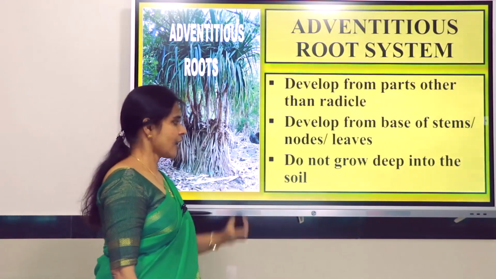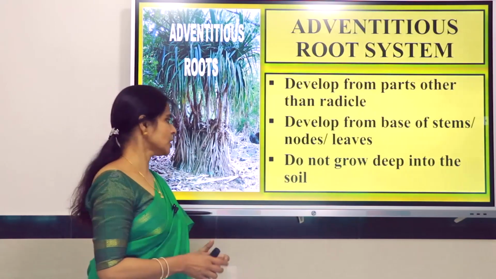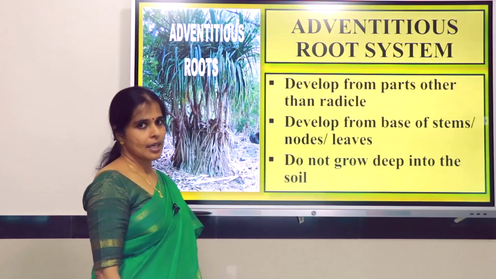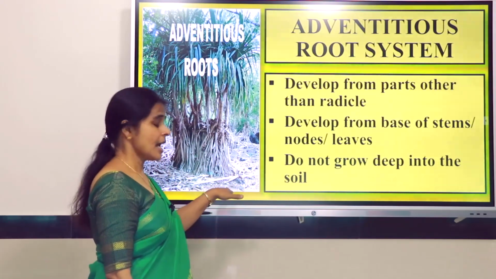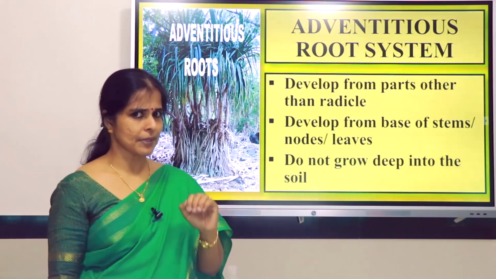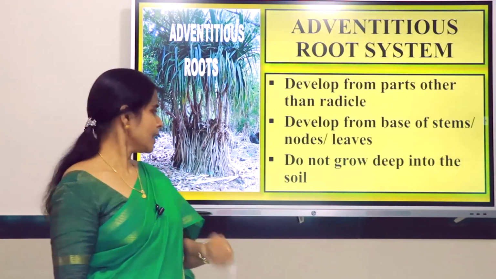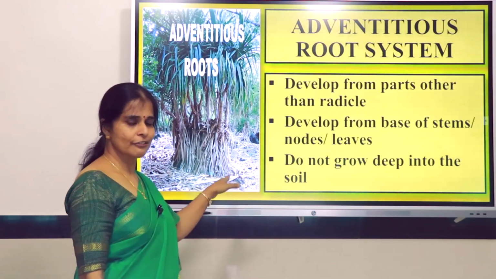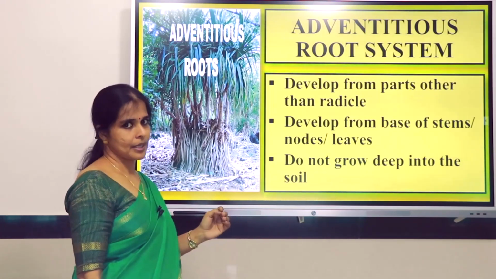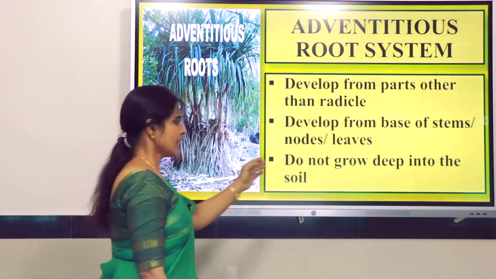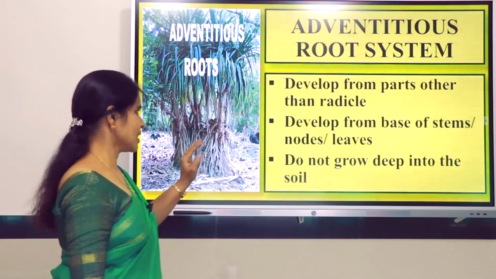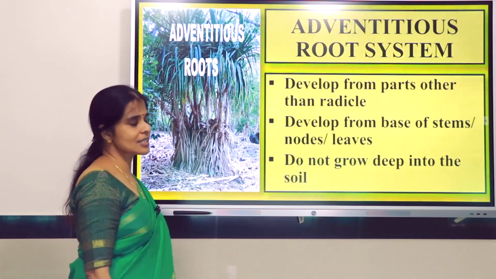Next, they have one more special feature: they never grow deep into the soil. These roots generally grow maximum up to the subsoil level. They are not going deep into the soil. They have the normal root functions, but these are normally for supporting. So adventitious roots generally never grow deep into the soil. They may grow maximum to the subsoil level. So these are the features of the adventitious root system.